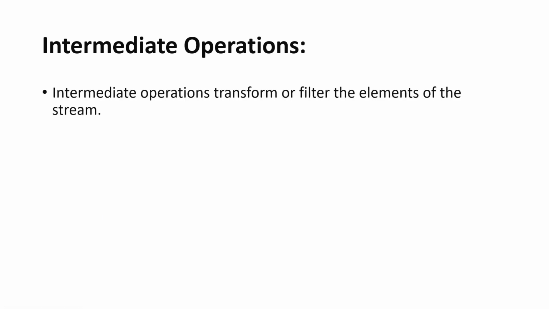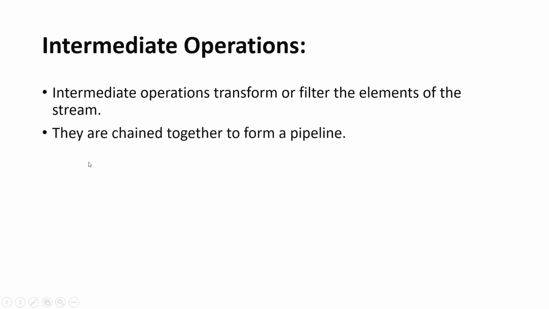And next, what are intermediate operations? Intermediate operations transform or filter the elements of the stream. So this is the next step. Once we generate the stream, on top of the stream we will apply some methods. We call them intermediate operations, and using those intermediate operations we will transform or filter, and we can do many more. We will see those. They are chained together to form a pipeline.